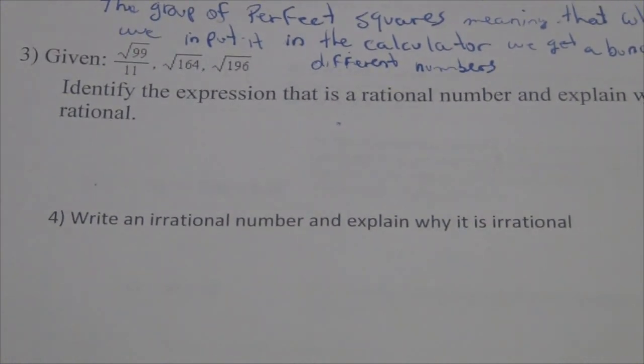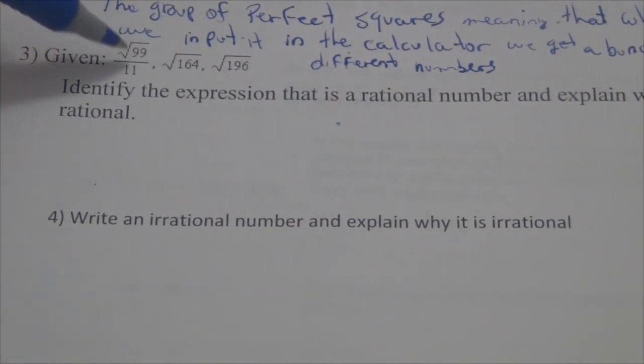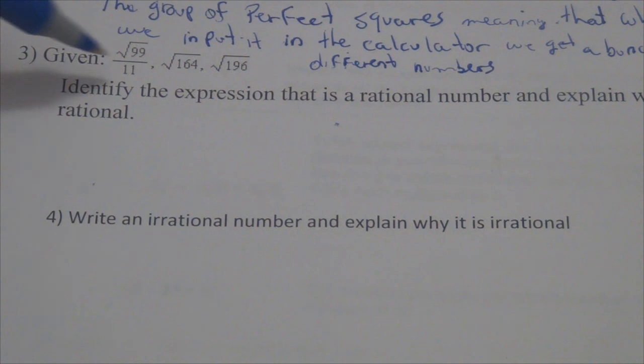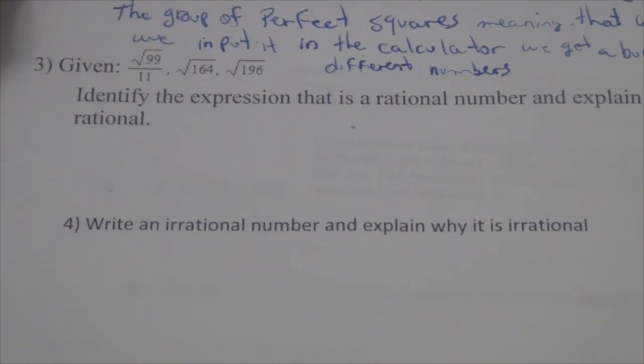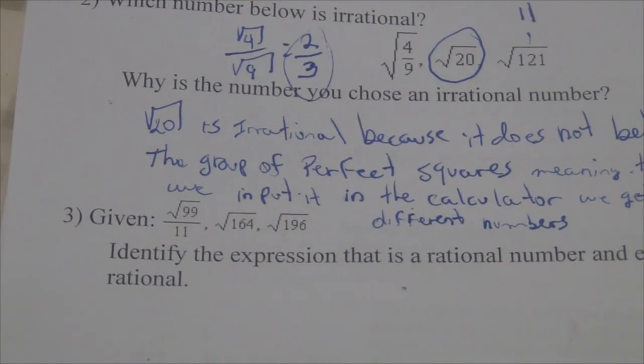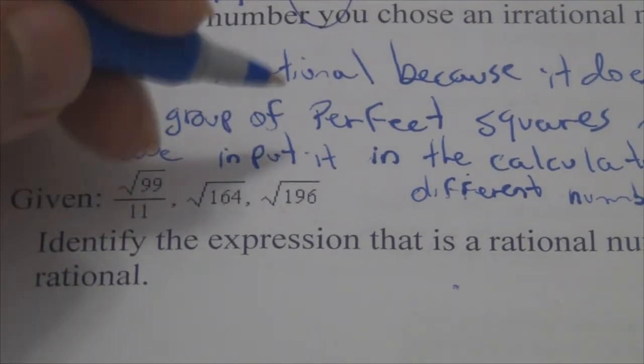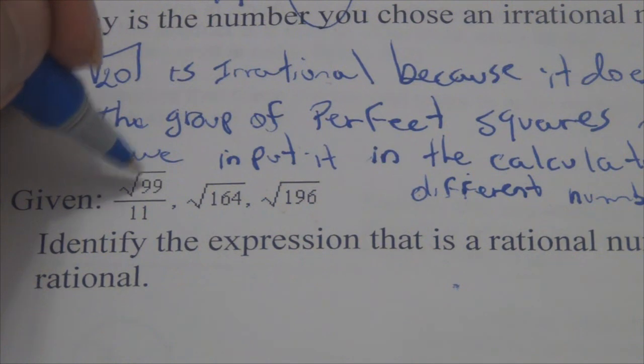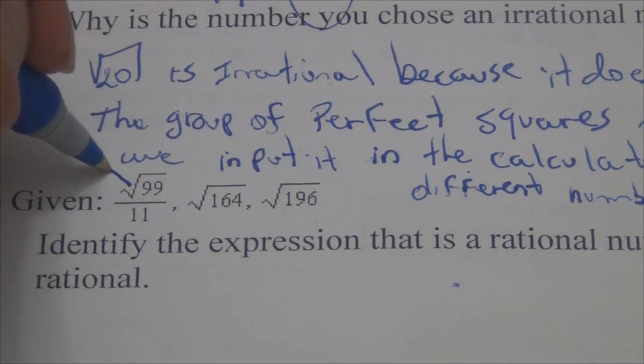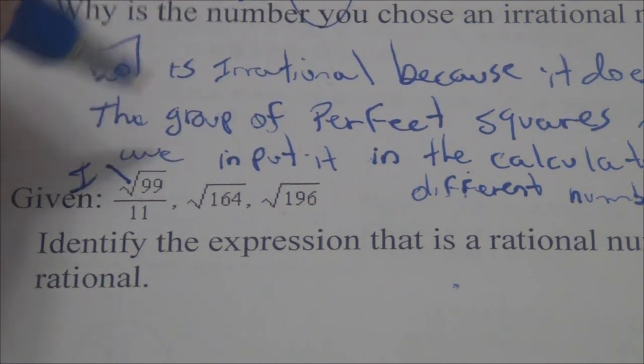Okay. Given the expressions, identify the expression that is a rational number and explain why it is rational. All right. So which of these expressions is rational and why? So let's zoom in so you can see better. Definitely, this is an irrational number. So that makes the whole thing irrational. So this is irrational.